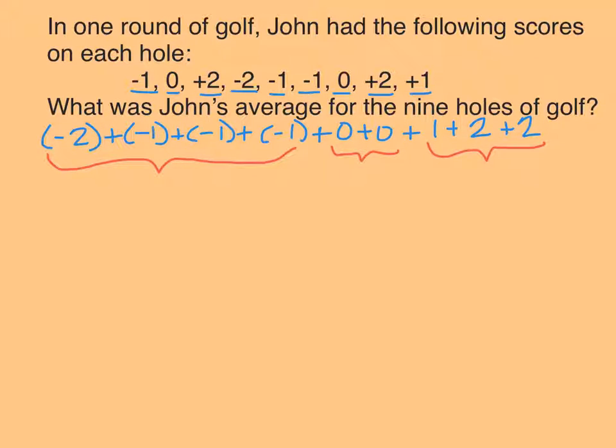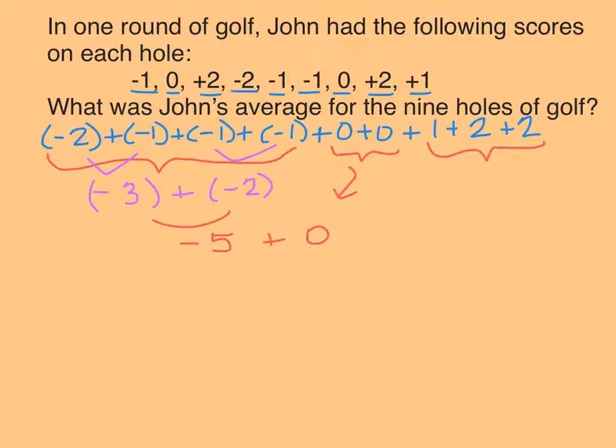So, in other words, I've got -2 plus -1. If the signs are the same, find the sum. Well, here we are. They're the same. I'm finding the sum. That's -3. Do it again. We know they're still the same. -1 plus -1 is -2. I've got -3 now plus -2. That gives me -5. I know I've got zeros here, so that's just going to give me 0.